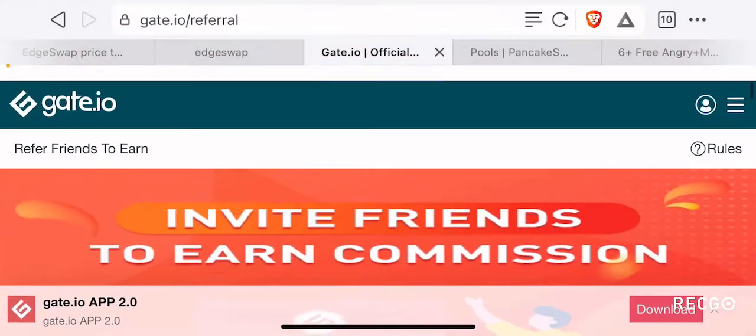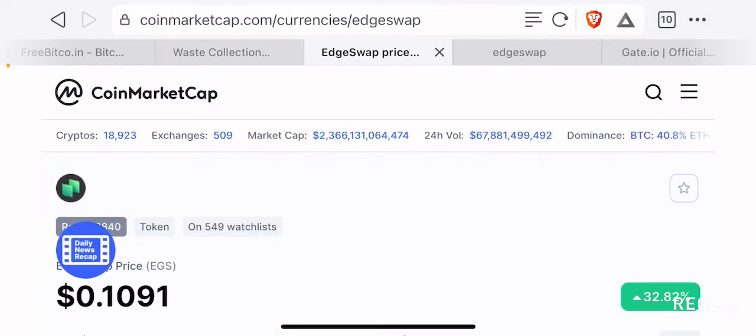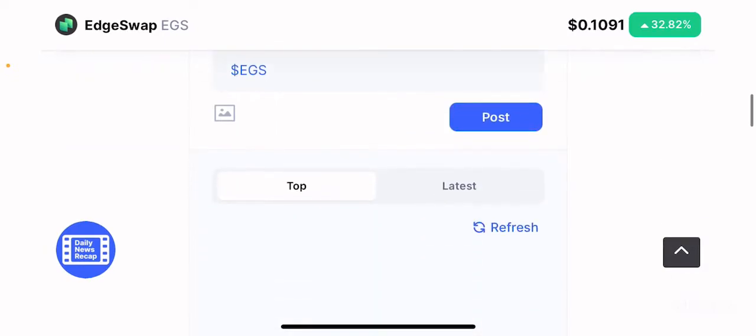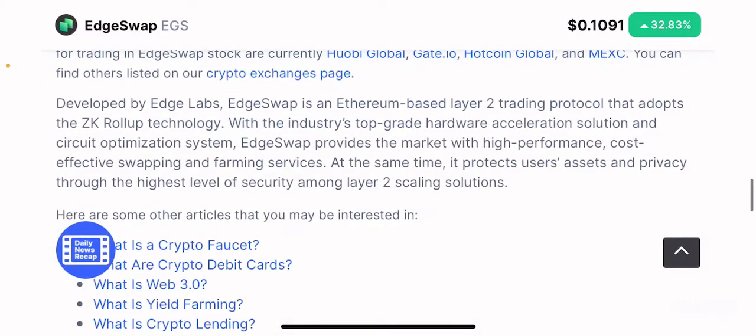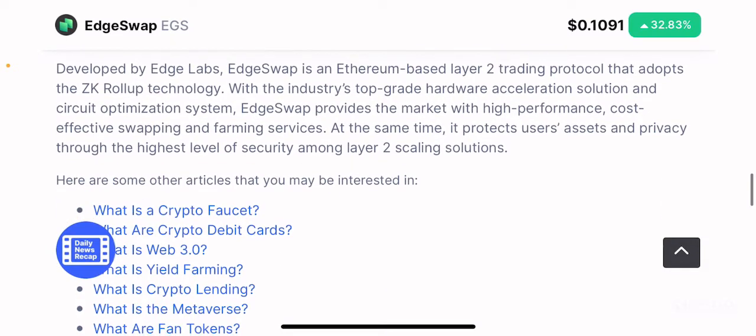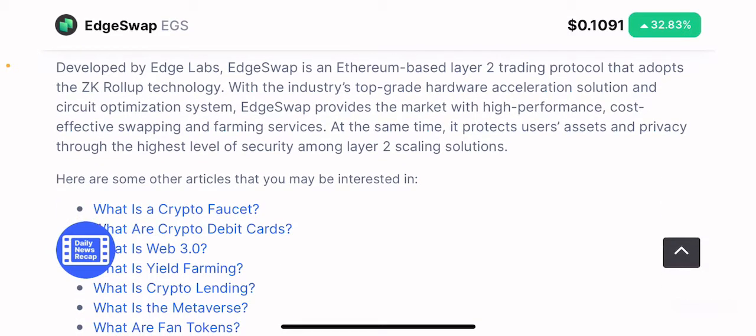So going back to the EdgeSwap protocol, for the purpose of this video, I'm going to rely on the information presented on CoinMarketCap's page for this token, along with the information presented on the website itself. But this is only going to be a peripheral analysis, which means you need to do your own in-depth research before you put your hard-earned money on this token, right?